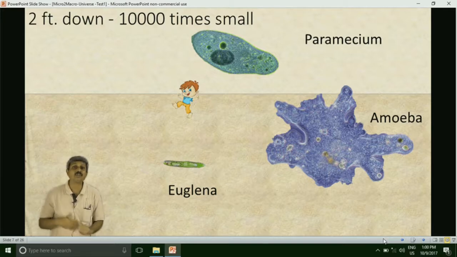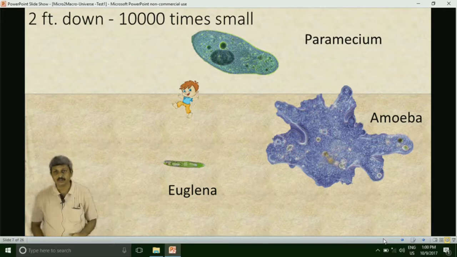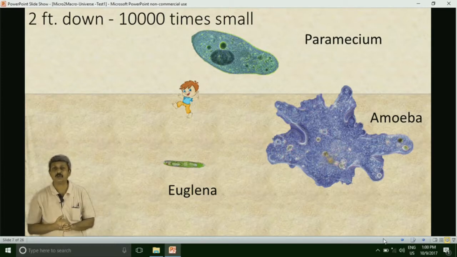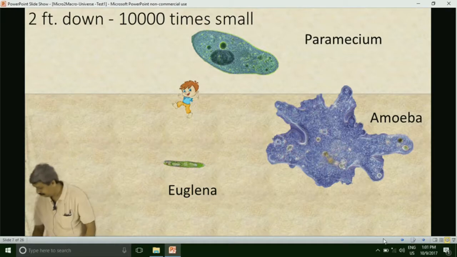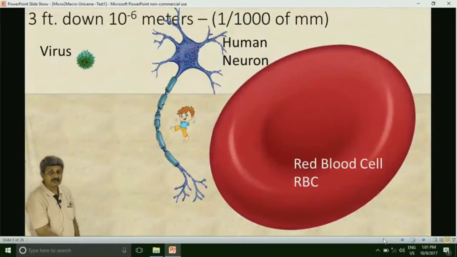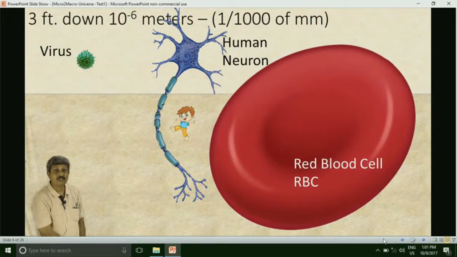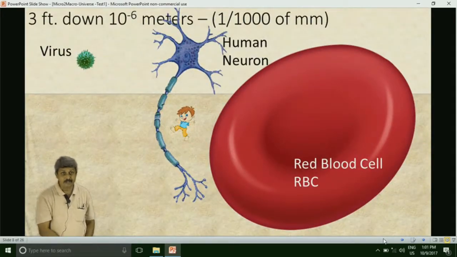Now what happens if you go even smaller? These small things like amoeba and paramecium, you can see them in microscopes. So you can go and buy a microscope. It's not at all expensive. It's much cheaper than your phone, and you can buy a microscope and watch all these things. So ask your parents.